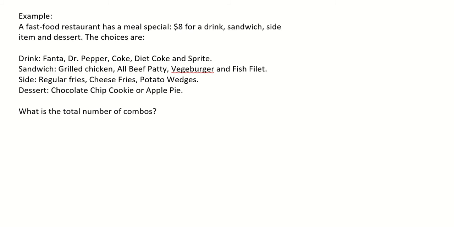Let's look at one example. A fast food restaurant has a meal special. $8, you can get a drink, a sandwich, a side item, and dessert. And for drinks, you have these choices, right? We can say 1, 2, 3, 4, 5. So 5 choices for drinks.